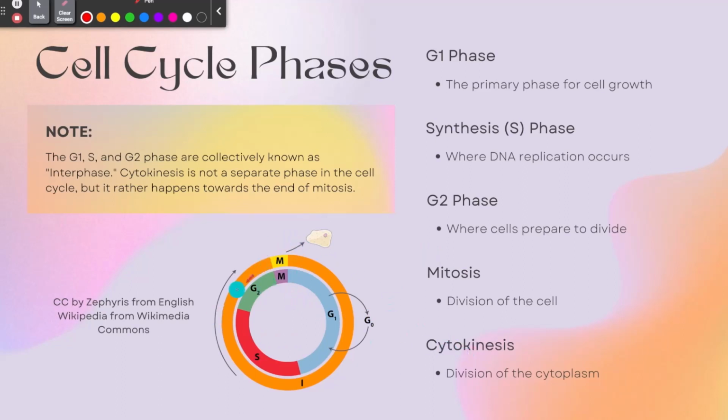And cytokinesis, it really depends on the image. Some people will include cytokinesis in the cycle. In this image that I have here, it's not included, but essentially it is an important stage. This is where the cytoplasm of the cell will start to divide, and it will split into two new cells. So in my notes section here, I've put that the G1, S, and G2 phases are collectively known as interphase. Cytokinesis is not a separate phase in the cell cycle, but rather happens towards the end of mitosis in a stage called telophase, which we will go ahead and get into in just a bit.